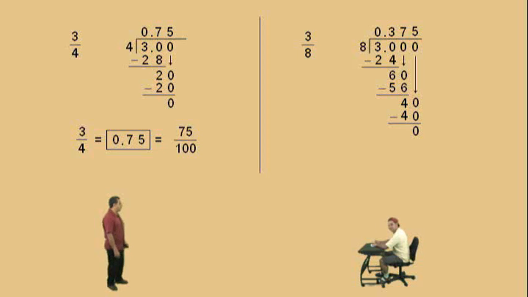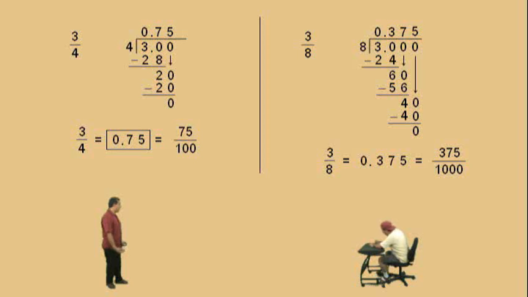So there you go, Charlie. 3/8 is actually 0.375, which is 375 thousandths, right? Again, if you reduce 375 over 1,000, you'll end up at 3/8. But the decimal representation is 0.375.